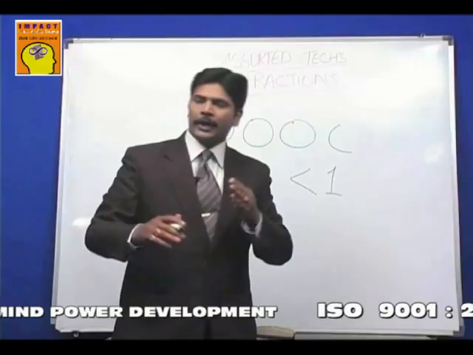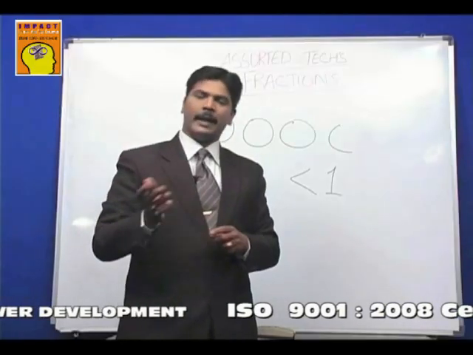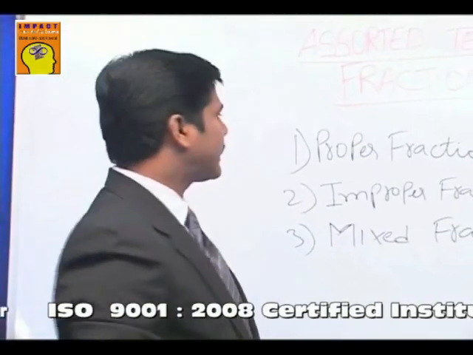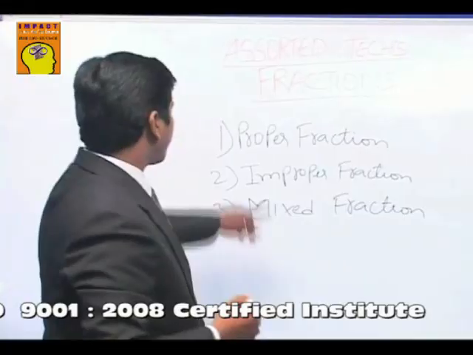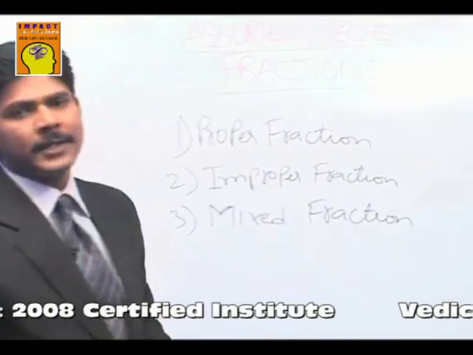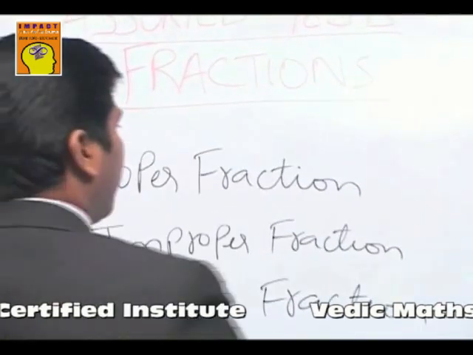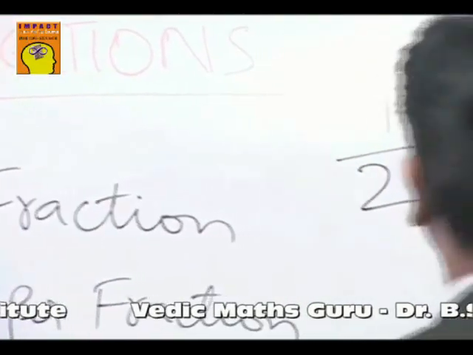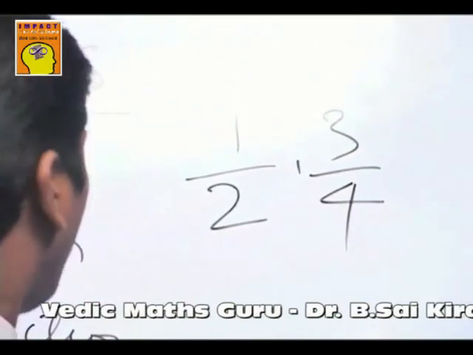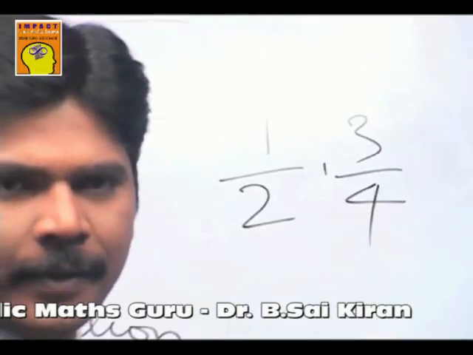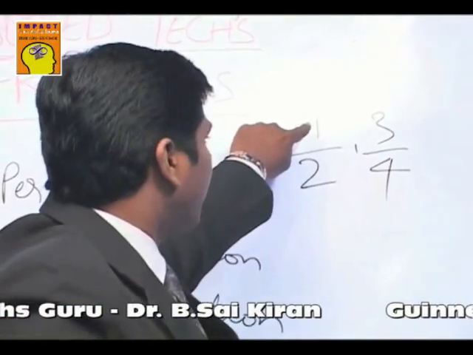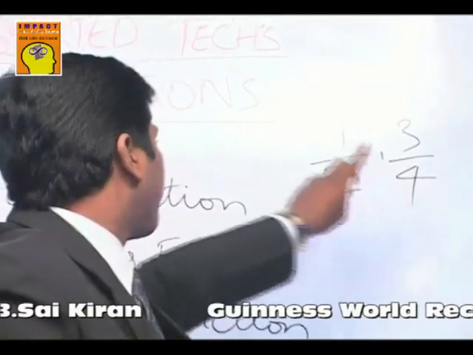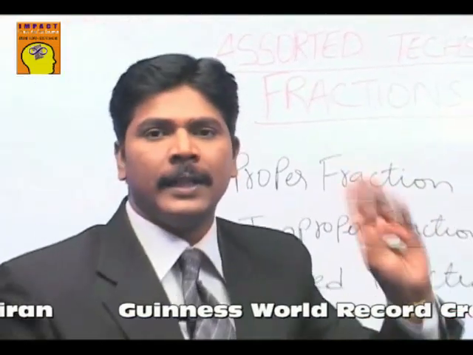Okay. So now we'll try to learn more in fractions, additions and subtractions of fractions and so forth. Now you must understand that basically fractions are of 3 types. First one is called a proper fraction. Proper fractions are always less than 1. For example, if I write 1 by 2 or 3 by 4, these are fractions. Here the numerator will be less and the denominator will be more. So these are proper fractions. Proper fractions are always less than 1.